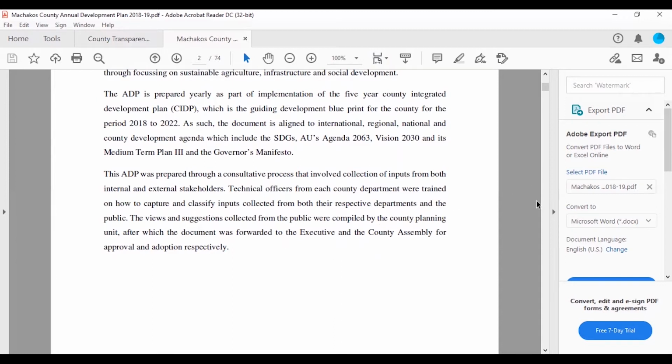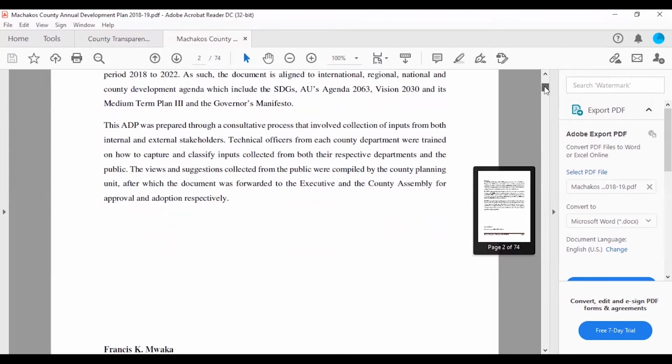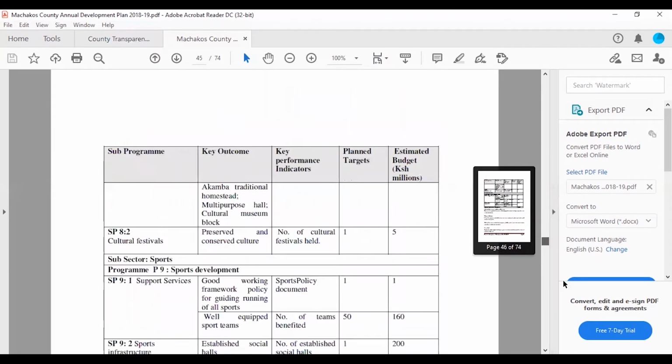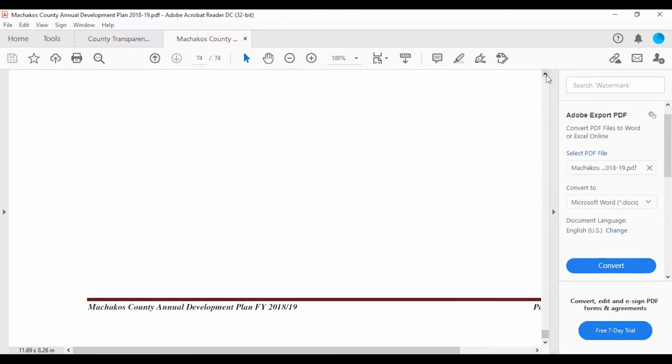Yes, they were compiled, but in this particular document that they're telling us was compiled, is there evidence showing us who the members of the public were who participated in it? So you usually find it in the annex section of the annual development plan. So let us see whether the county government showcased the names of persons who participated in the development of this particular ADP.